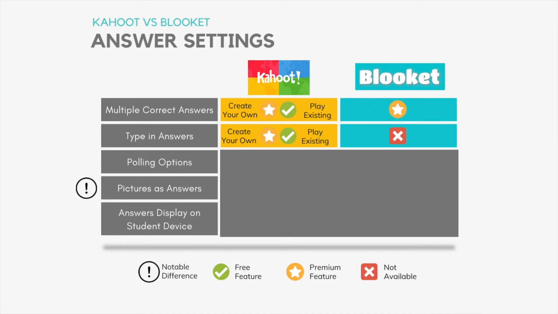If you want to be able to type in answers or have polling options, these are not options for Blooket. Again, for Kahoot, if somebody already has that set up inside of one of their Kahoots, you can play existing. If you want to create your own and have type-in answers or polling options, that is a premium feature. You'll need to pay for that.